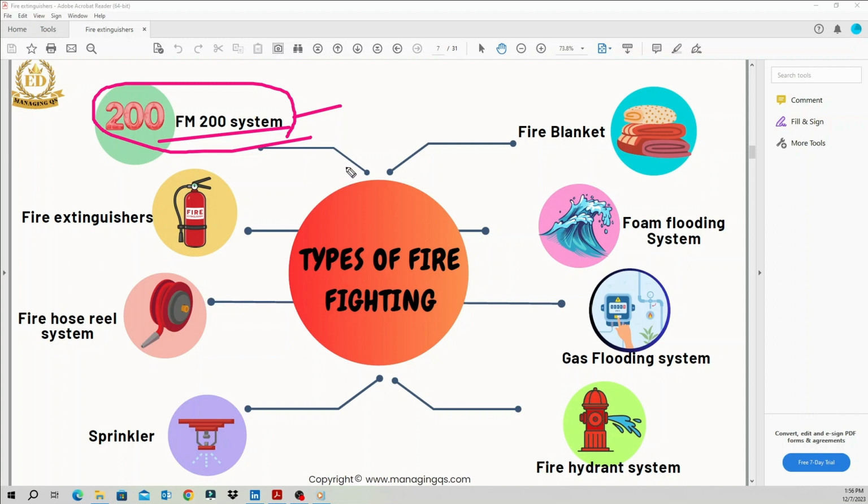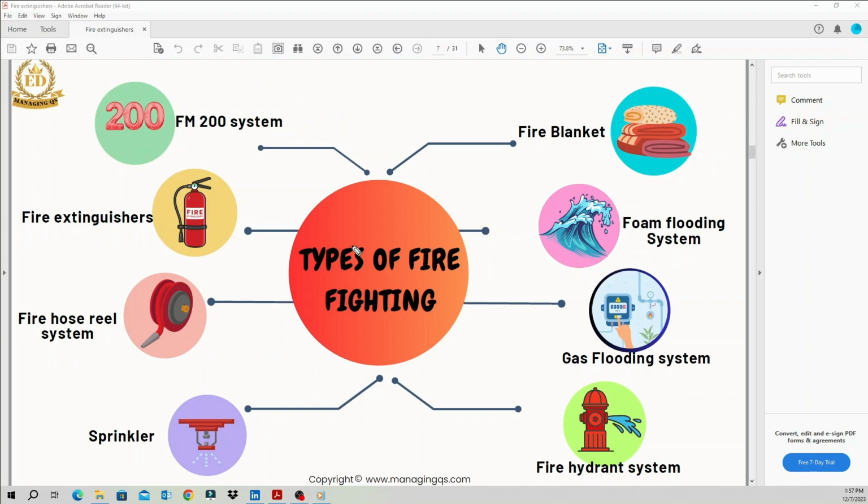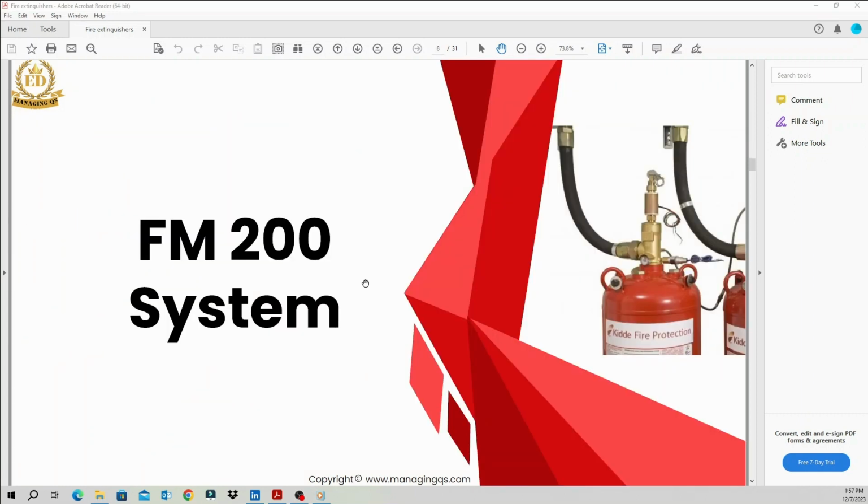fight the fire. Okay. The second one is the fire extinguisher. The third one is the fire hose reels. Fourth one is sprinkler. Fifth one is fire blanket. Sixth one is foam flooding system. Seventh, gas flooding system. Eighth, fire hydrant. So these are the 8 main firefighting systems. So first, we will move forward with the FM200 system.